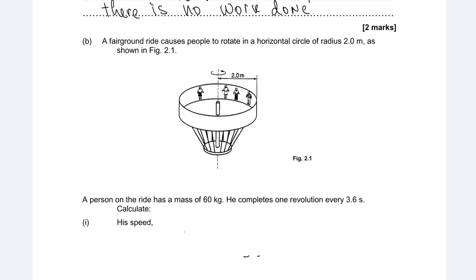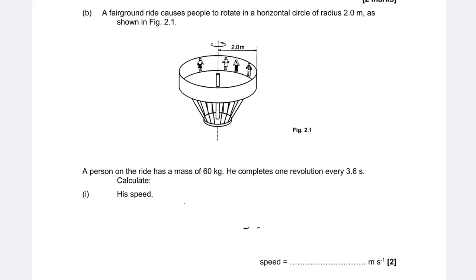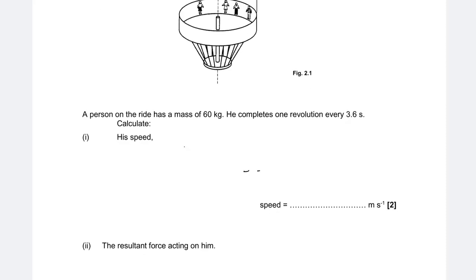Okay, for the next one we have this fairground ride which causes people to rotate in a horizontal circle of radius 2 meters as shown in the figure. We have a person of mass 60 kg, who completes one revolution every 3.6 seconds. Calculate his speed. Well, if we know the time period, because one revolution every 3.6 seconds is actually a time period, his speed is just omega multiplied by r.